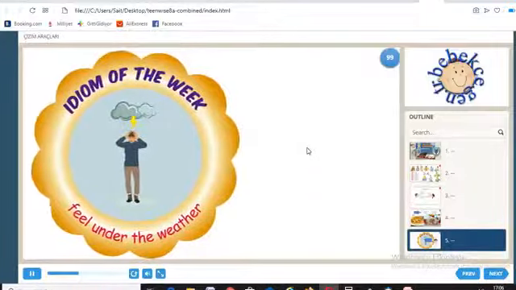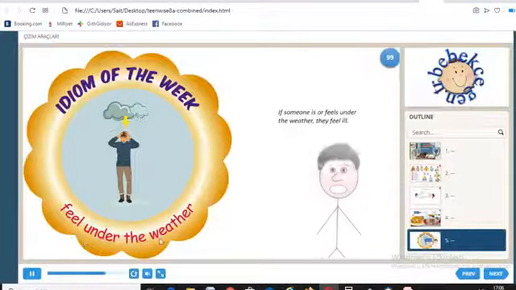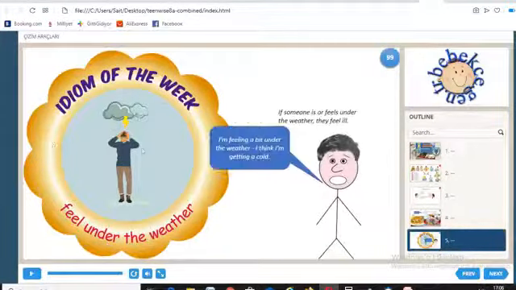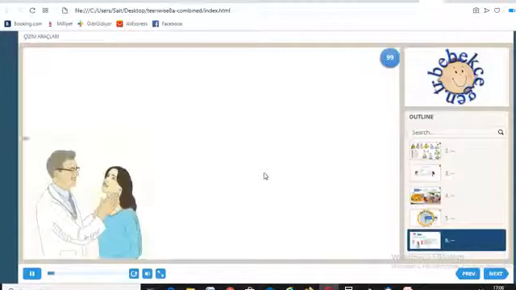But idiom of the week. Feel under the weather. As you see, he's feeling under the weather. So what can it be? If someone is or feels under the weather, they feel ill. So feel under the weather means feel ill. I'm feeling a bit under the weather today. I think I'm getting a cold. So feeling under the weather means feeling ill.